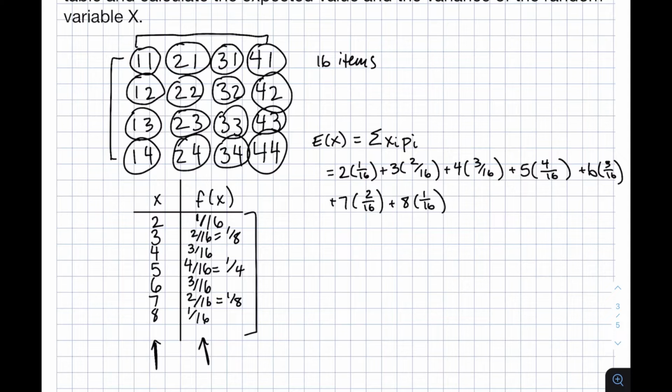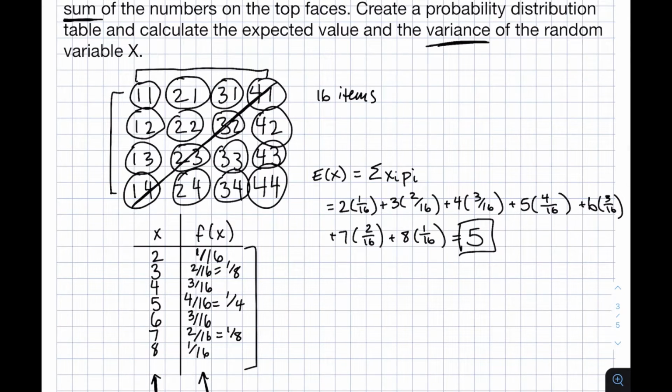Now we can do this with a calculator, and we get that the expected value is 5. And that makes sense, right? This diagonal here had the most numbers, and it's symmetrical on either side, so we can expect the expected value to be in the middle. So that's the answer for the expected value, but we still need to find the variance.